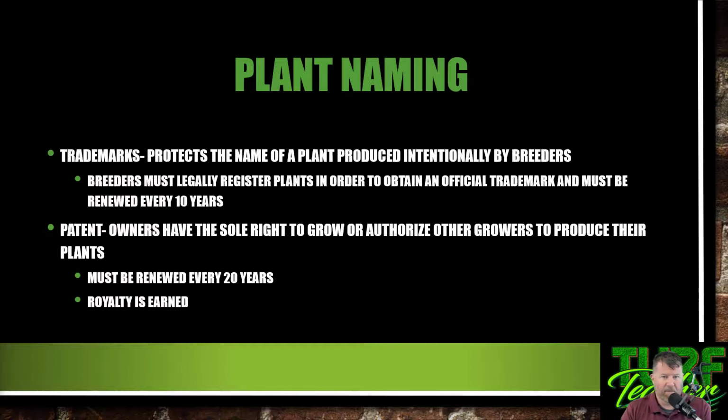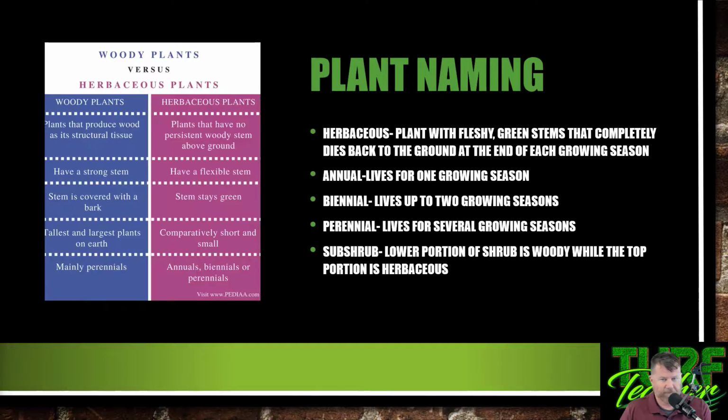Trademarks protect the name of a plant produced intentionally by breeders. Breeders must legally register plants in order to obtain an official trademark, and it must be renewed every 10 years. With the patent, owners have the sole right to grow or authorize other growers to produce their plants. They must be renewed every 20 years and royalty is earned. And if you are a nursery, garden center, or whatever, growing these plants, you're going to have people come out and check this. They're going to make sure that they are getting paid for their royalties. They are the ones that patented the plant, so they are going to get their fees.